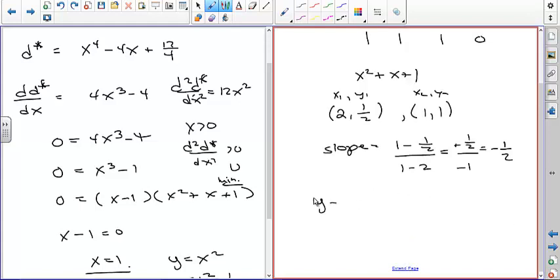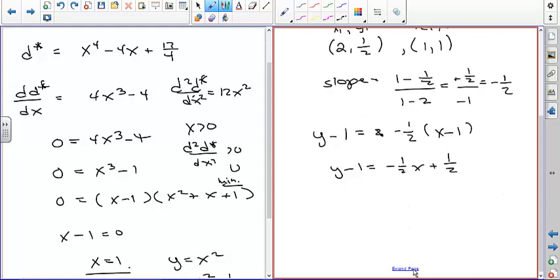And then you'd have y minus 1 is equal to the slope, negative 1/2, times x minus 1. So you get y minus 1 is equal to negative 1/2 x plus 1/2. And if you add 1 to both sides, you'll get y is equal to negative 1/2 x plus 3/2. So that's the equation for the line between the point out in space and the point on the curve closest to that point on the function y equals x squared.